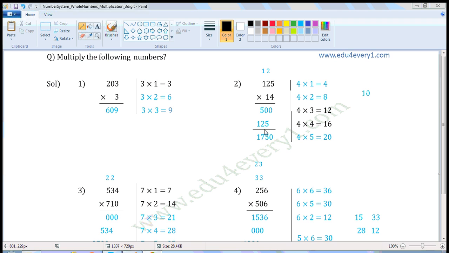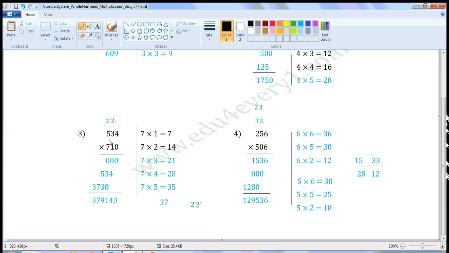Now the multiplication part is over. We have to add these numbers. So for 0, write 0 here. 0 plus 5 is 5. So write 5 here. 5 plus 2 is 7. Write 7 here. There is 1 here. So write 1 here. 125 when multiplied by 14, we get 1750.